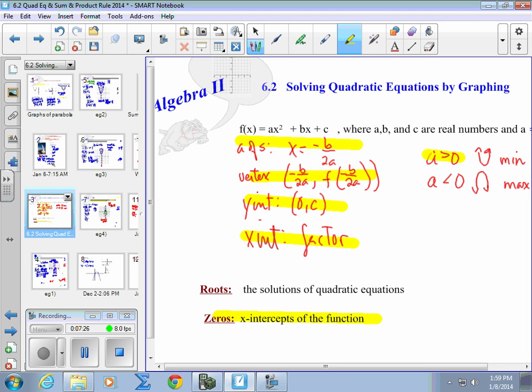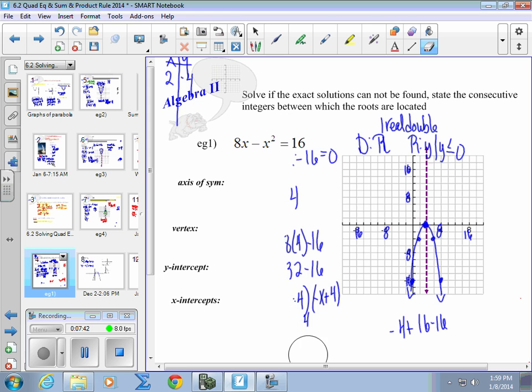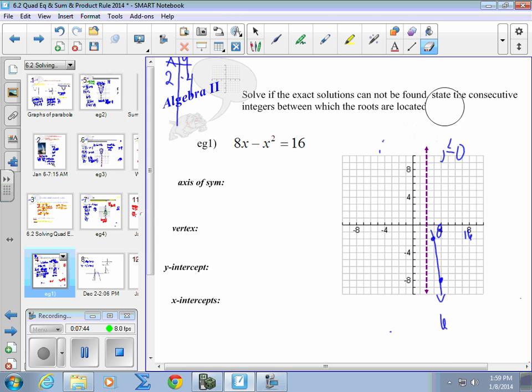When a is a positive number, it faces up and has a minimum value. When a is a negative number, it faces down and has a maximum value. For the first example, you will need some graph paper.